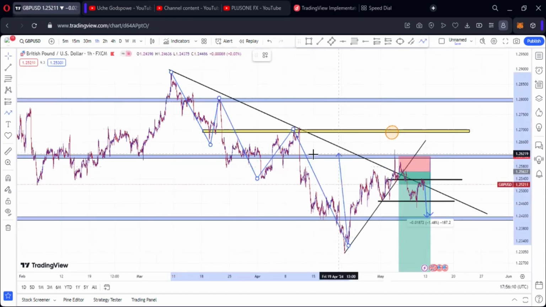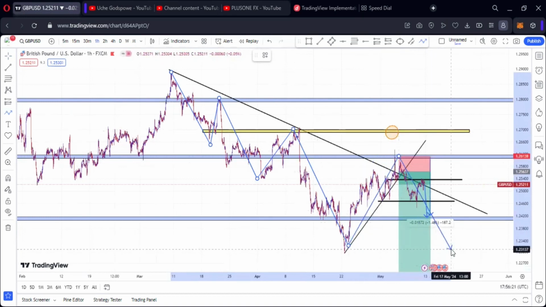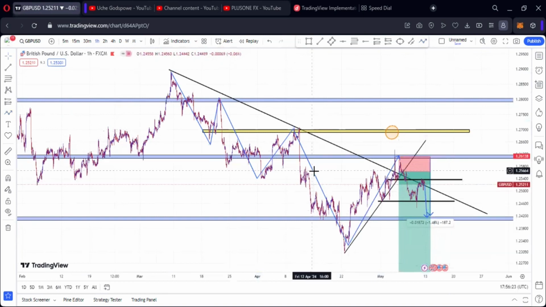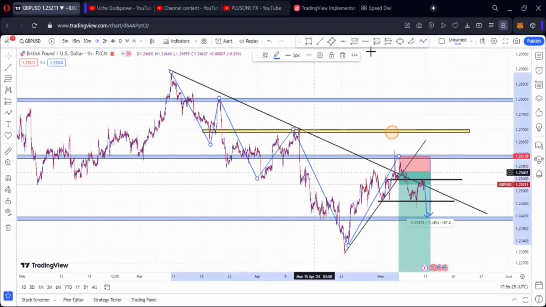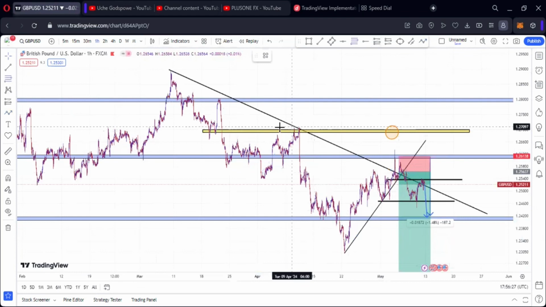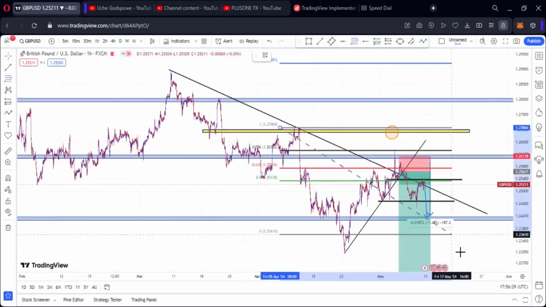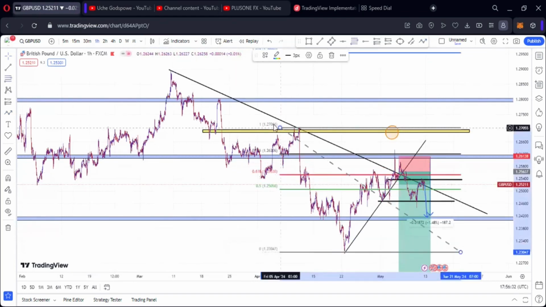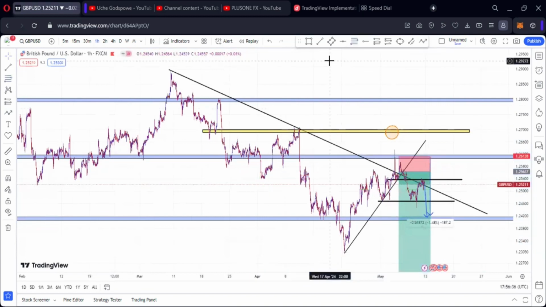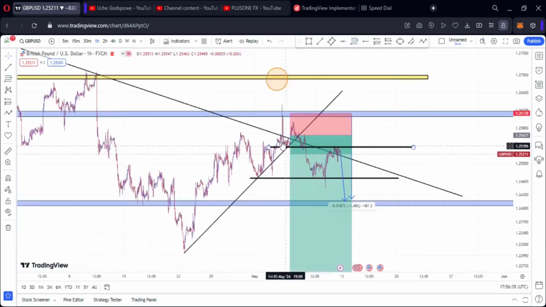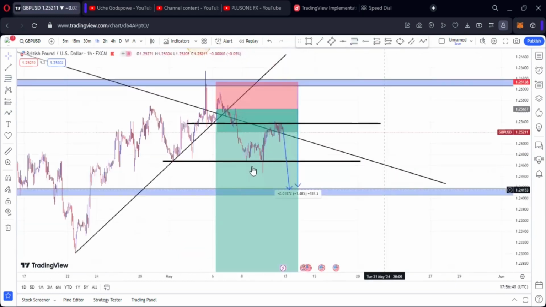I said if GBP USD comes to this zone, you should be expecting to short, as long as the zone above here is not broken. We have our confluences around this zone, like my Fibonacci zone. You can see that this is the 70% Fibonacci zone. These are our confirmations, and we also have this trend line. So I'm still looking at this pair to short.